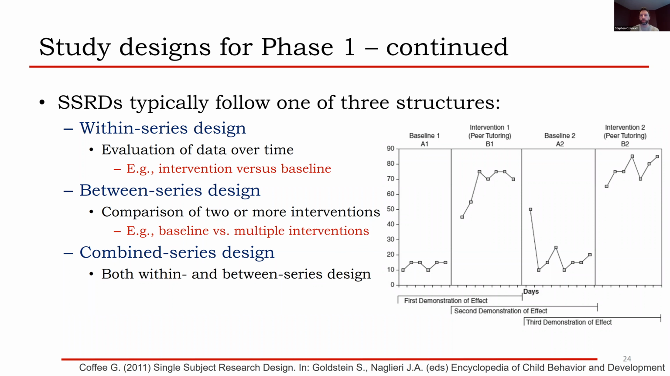B1 is peer tutoring, and B2 is a second form of peer tutoring. So it's a within series if it's the same intervention. It's a between series if they're 2 separate interventions. Combined series can be a mix and match of these. But the neat thing is these are all the same people. So days across the bottom.